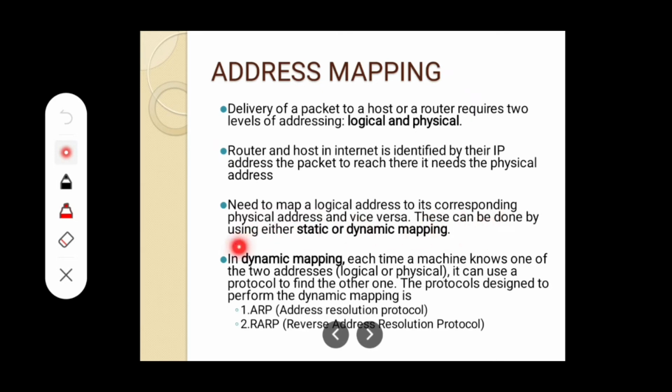Okay, these can be done by using two types of mapping technology, that is static and dynamic. Okay, so static means we will be having a table and using the table we will map the IP and MAC ID. Okay, in dynamic mapping, each time a machine knows one of the two addresses, logical or physical, it can use a protocol to find the other one.